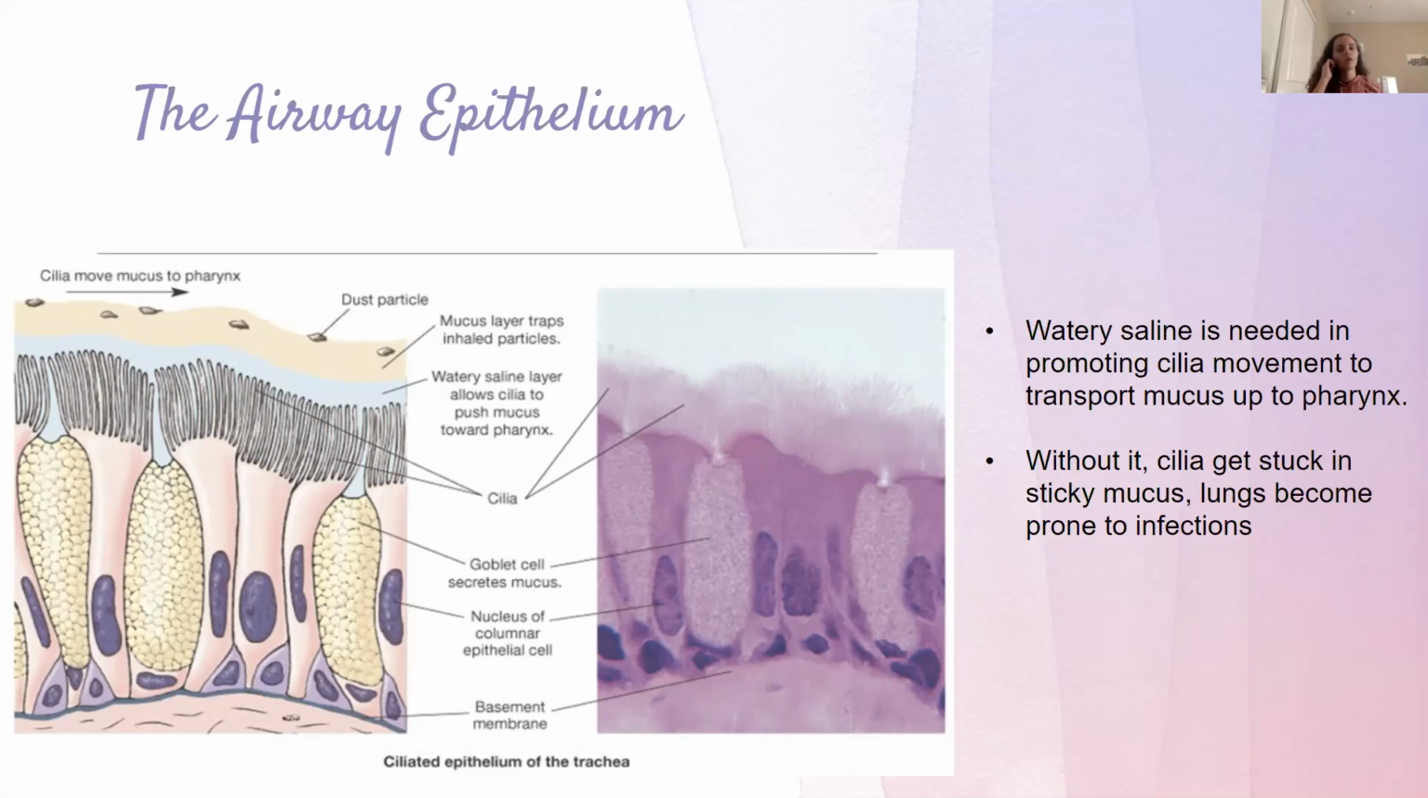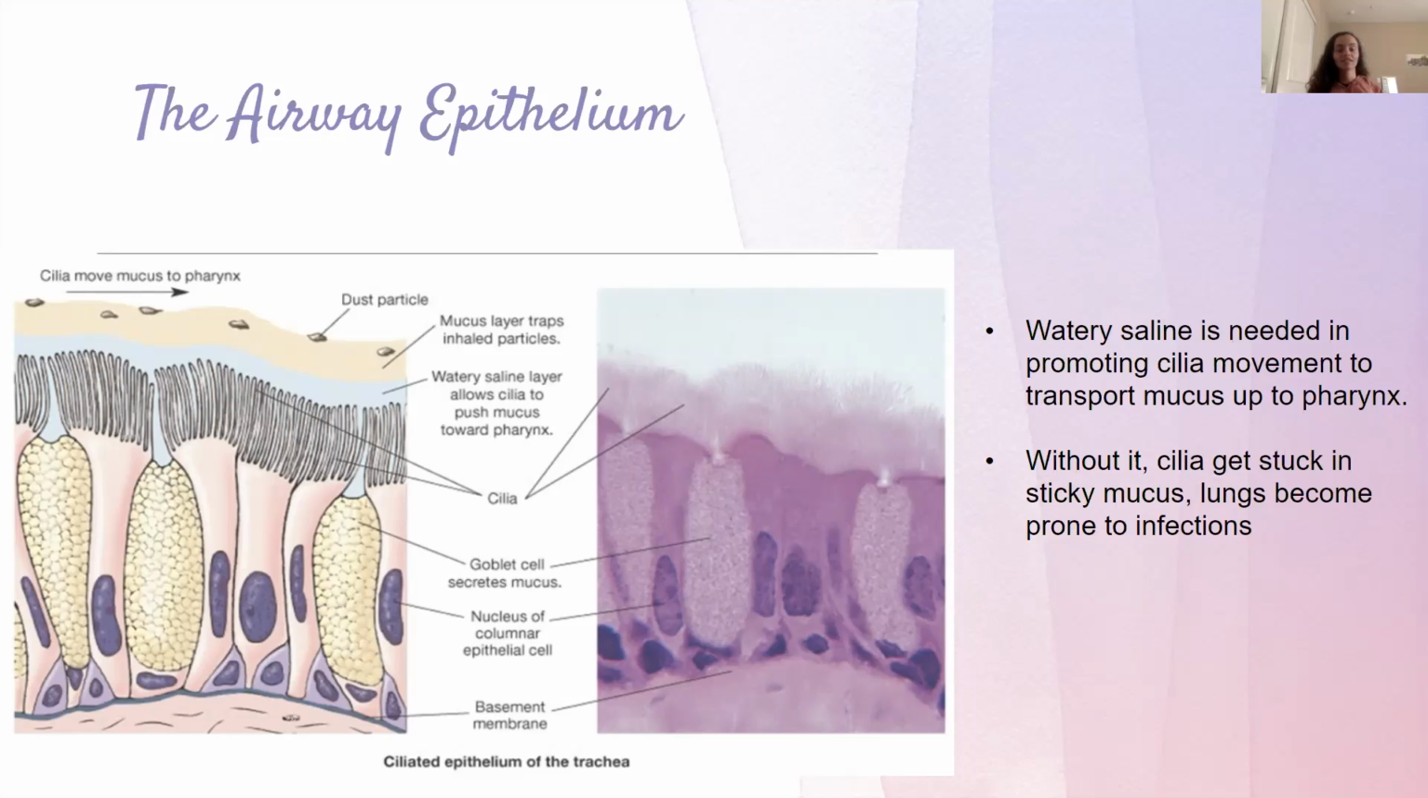What loosens this mucus and helps it move up is this watery saline. Think of it like if you're trying to mop the floor, but you don't have enough water, so you're not able to get rid of the dirt. It's kind of the same thing, right? Without the watery saline, the mucus is going to be way too thick and gloppy, and it won't be able to be transported up the cilia and out into the pharynx.